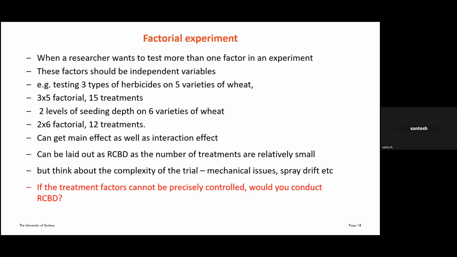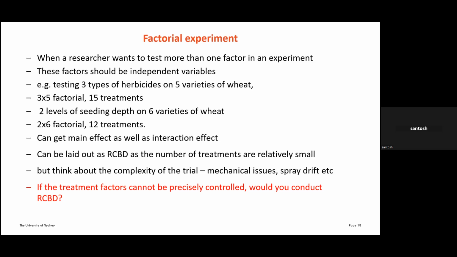Okay, and we talked about the one factor experiment until now. What we are interested in measuring is one factor, and I was giving grain yield as one factor. But now, when you have to test more than one factor, we call that factorial experiments. And these should be independent variables. It can be 2, 3 factors.